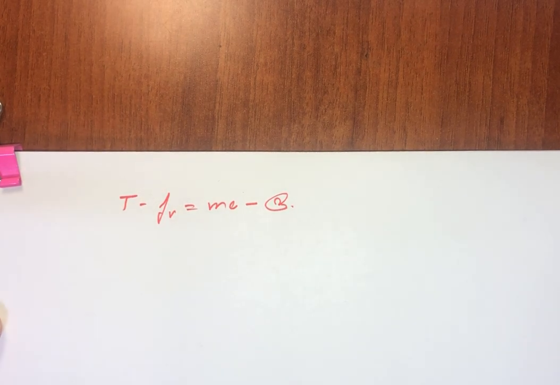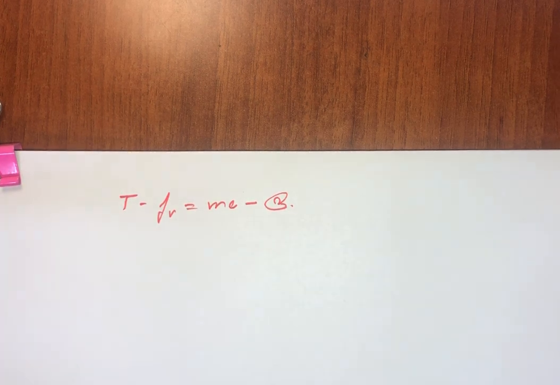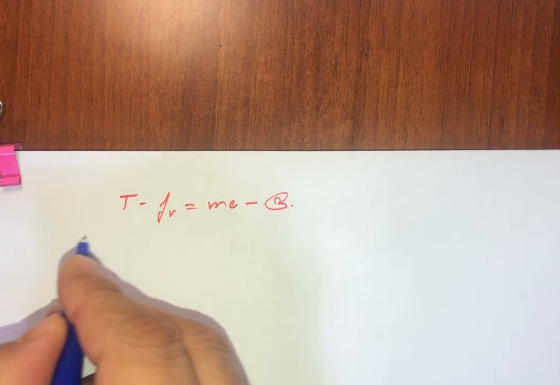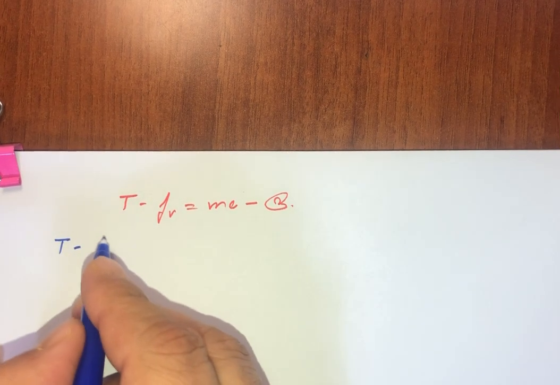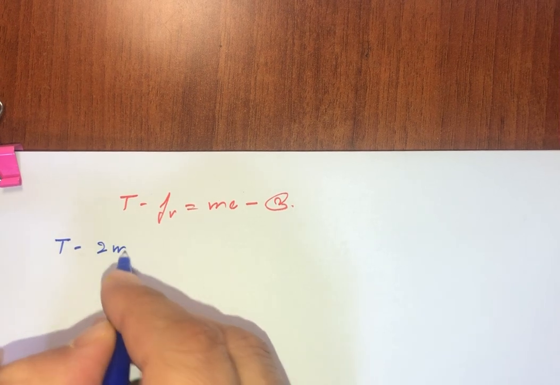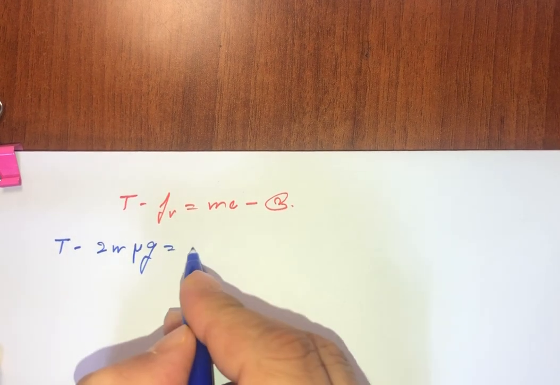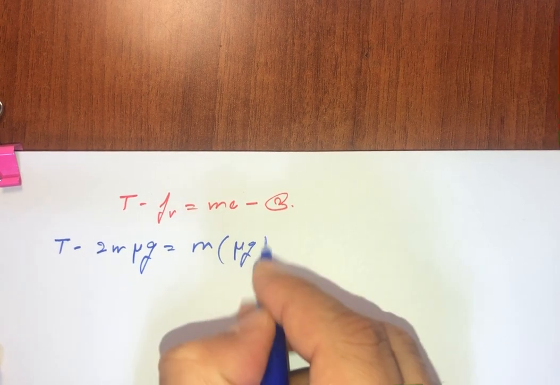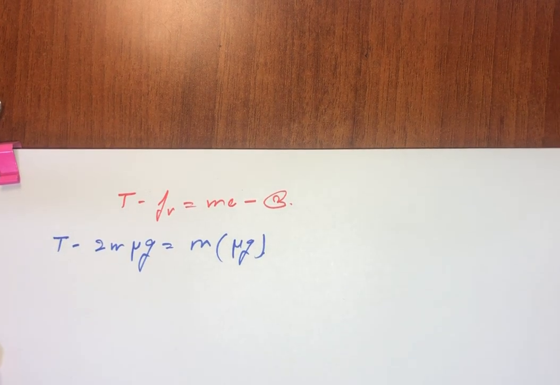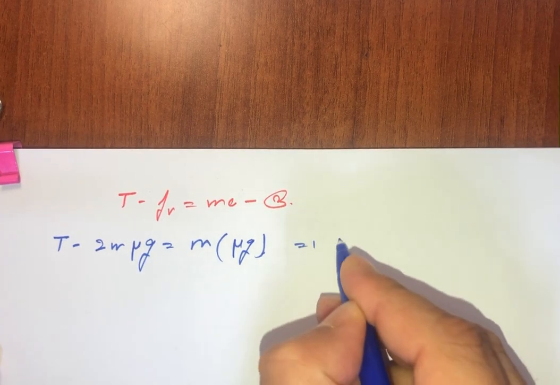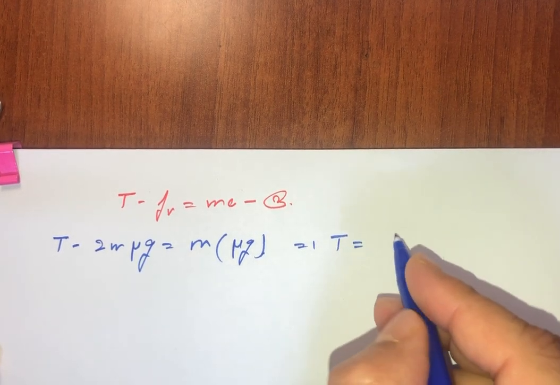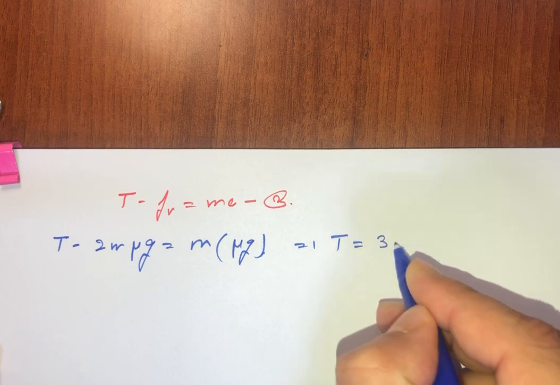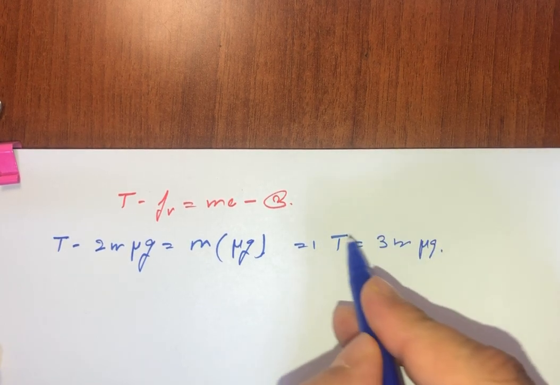So we substitute the value of Fr in this equation. We get T minus 2m mu g equals m times the acceleration, which we already know is mu g. We substitute it here. So from here we can get the tension T. This will be equal to 3m mu g.